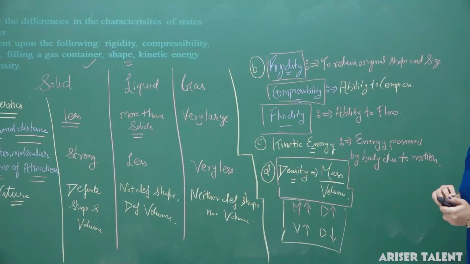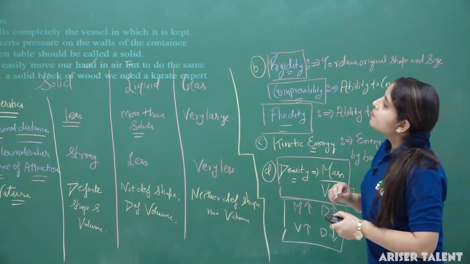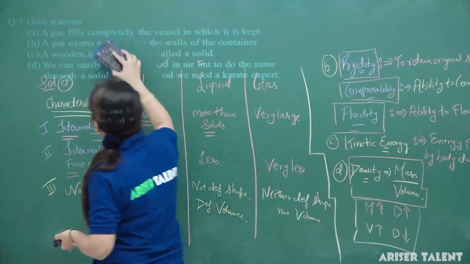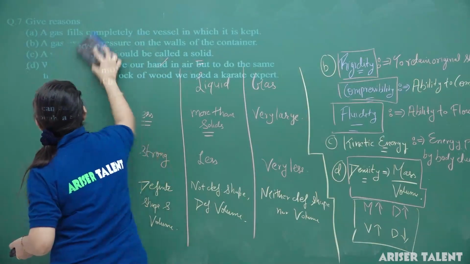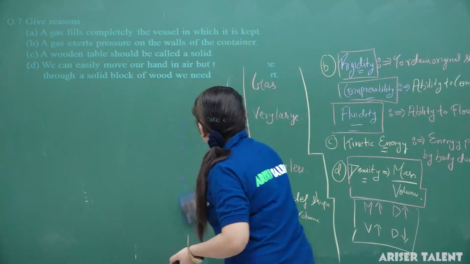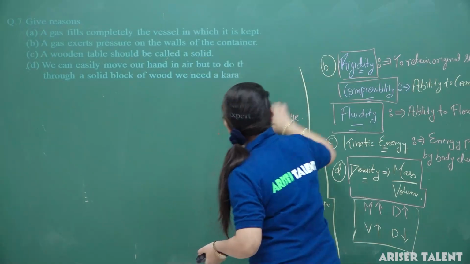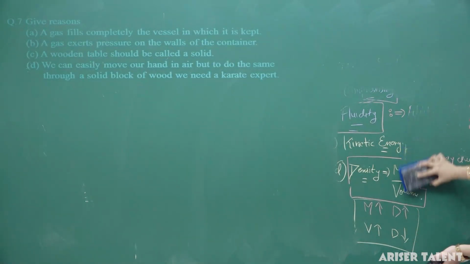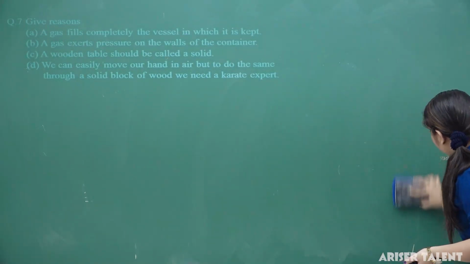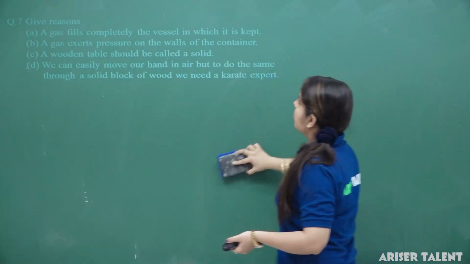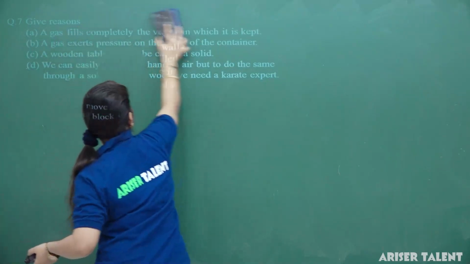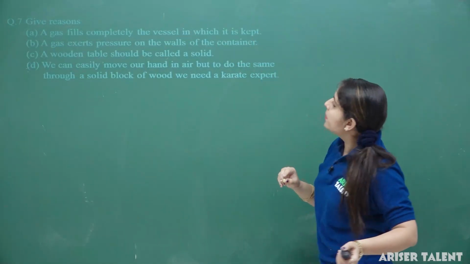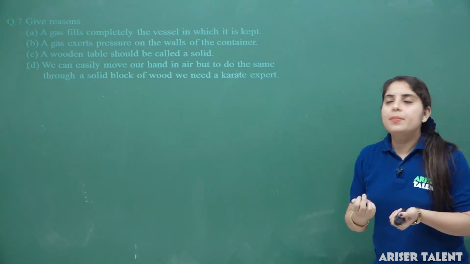Now we are with our third term, that is we have to give the reasons why gases fill completely in the vessels. As I have already told you, gases have much interparticle separation between them, so they will occupy the entire container, and this application is used in filling LPG cylinders and oxygen cylinders. So it means gases have an intermolecular separation between them. So the correct answer for this will be gases have interparticle separation between them.